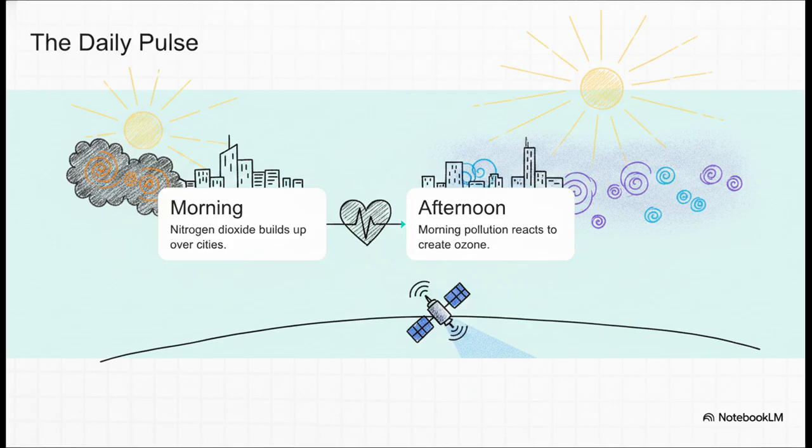Step 2 happens in the afternoon. That morning pollution has chemically reacted, creating a thick layer of afternoon ozone. It is literally like watching a heartbeat. A daily A to B pollution cycle where the atmosphere breathes in emissions in the morning and exhales ozone in the afternoon. It's completely invisible when you're standing on the ground, but it is crystal clear from space.